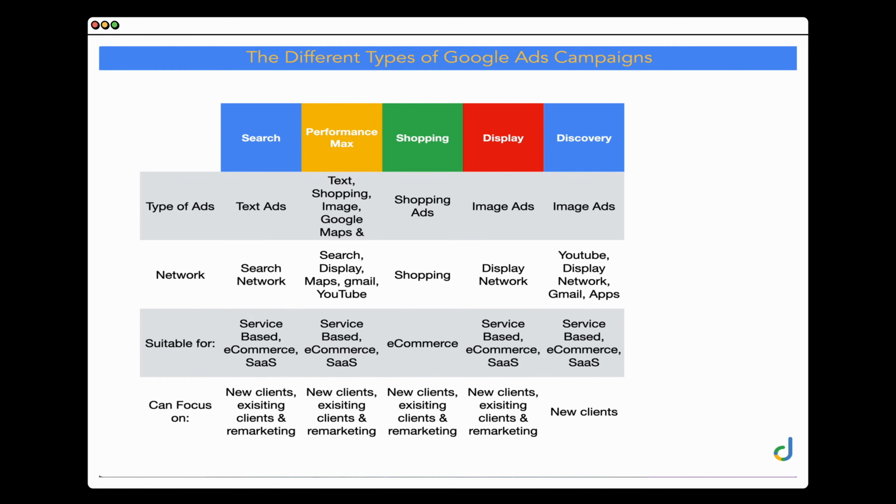Then you've got your discovery campaigns, which are image-based ads. Now they do have some other elements in there, but they're mainly for image-based ads, and they work across YouTube, the display network, Gmail, and also within the App Store. And discovery-based ads are very much designed at new clients, so bringing in new people who haven't heard about your business or aren't currently aware of your products.